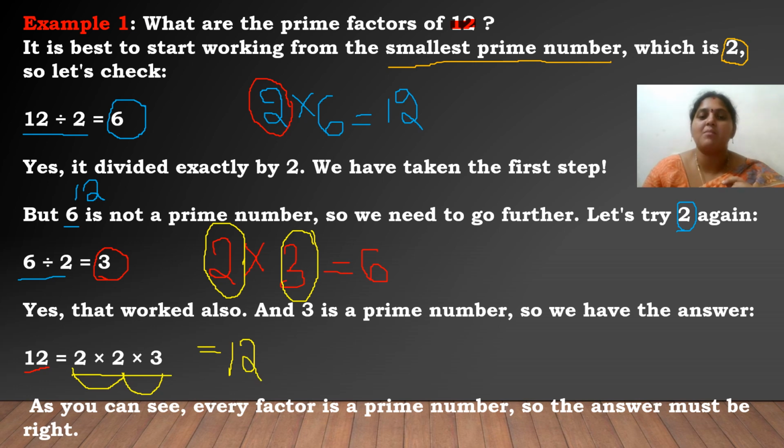You got the same number even after doing the prime factorization method. Yes, you can see. Every factor is a prime number. So the answer must be right. All the numbers what you have got are prime numbers. So the product what you are getting should be equal to the number what we have taken.